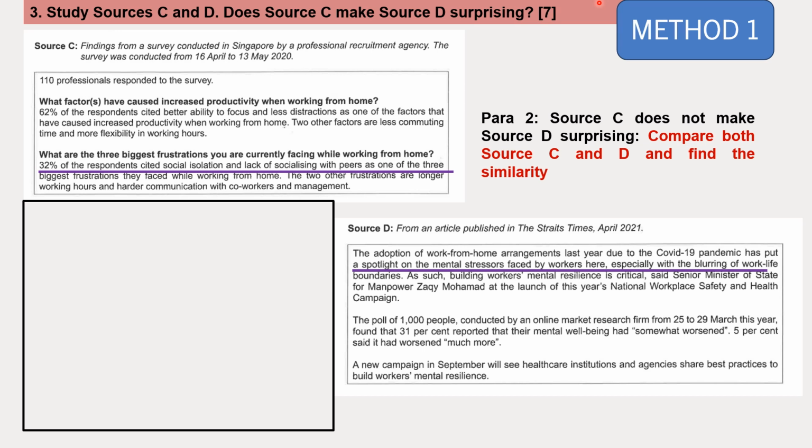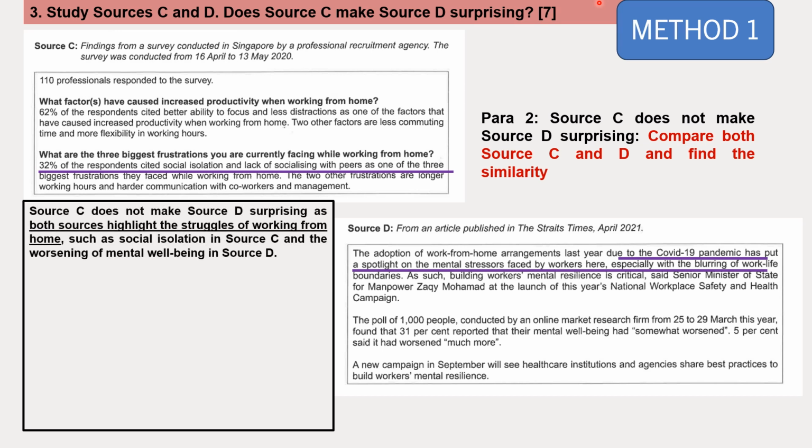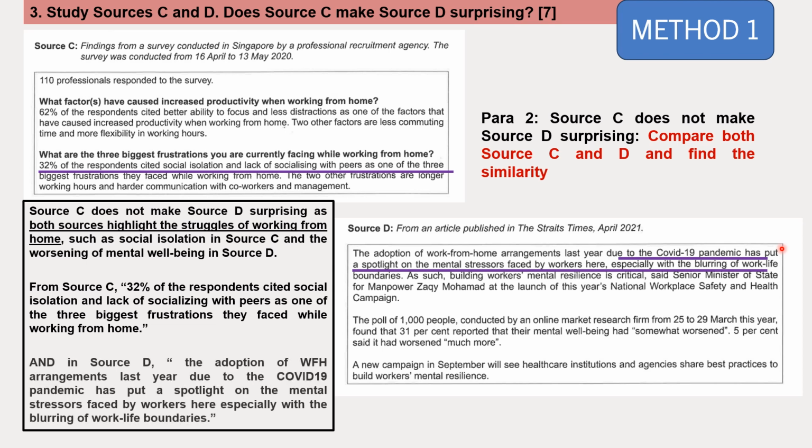And same thing with source D. There are certain frustrations with working from home. All these things are the frustrations. So how do you write it? Source C does not make source D surprising because both sources highlight the struggles. So what am I doing in this method one? I am still looking at the content of source C and source D, and source C does not make source D surprising because both of them have similar content, and both actually talk about how there are struggles. And of course you must quote from both sources again. Tell me about source C, tell me about source D.